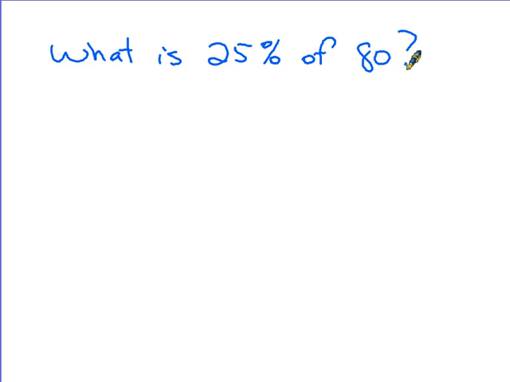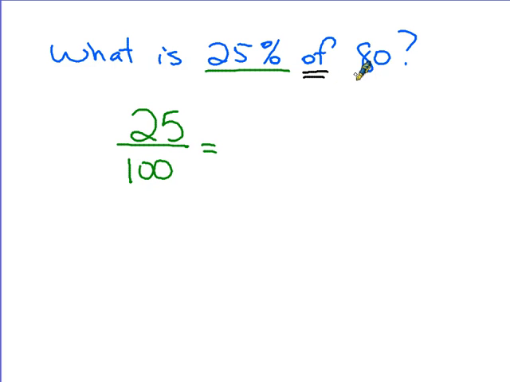For example, if the question were, what is 25% of 80, then I immediately see my percent, and I know that percent is always out of 100, so 25 over 100. And since I see the words of 80, of always represents the whole amount. And so that means that 80 is my whole amount. That's going to go on the bottom. I'm trying to determine what is the part, what is the 25%. So that's where I'm going to have my variable.